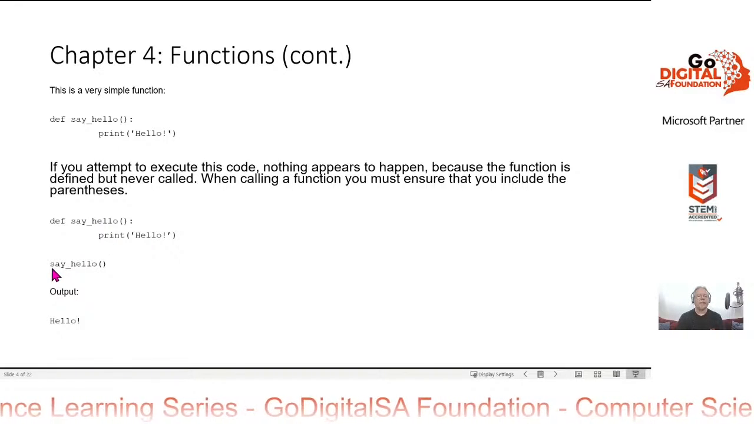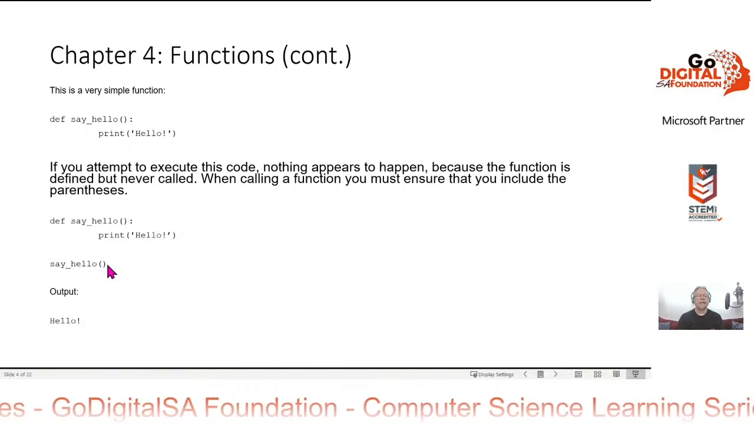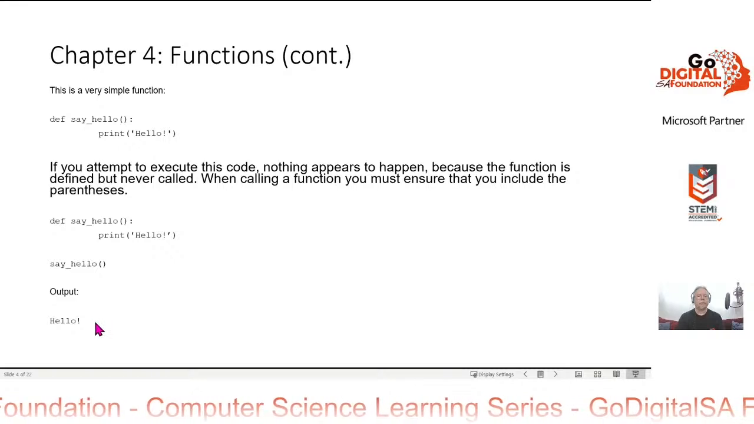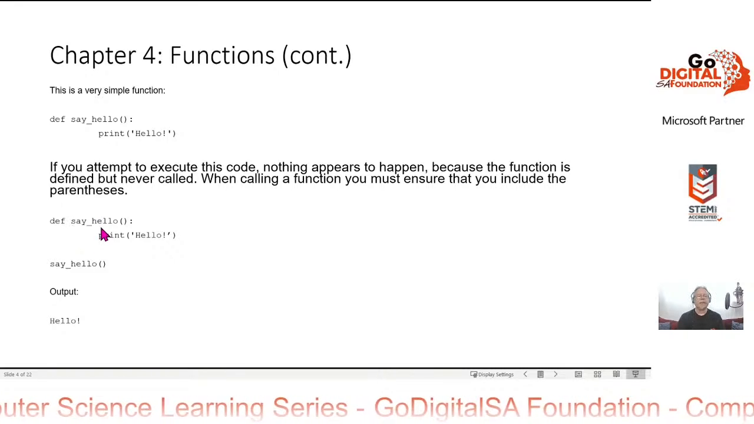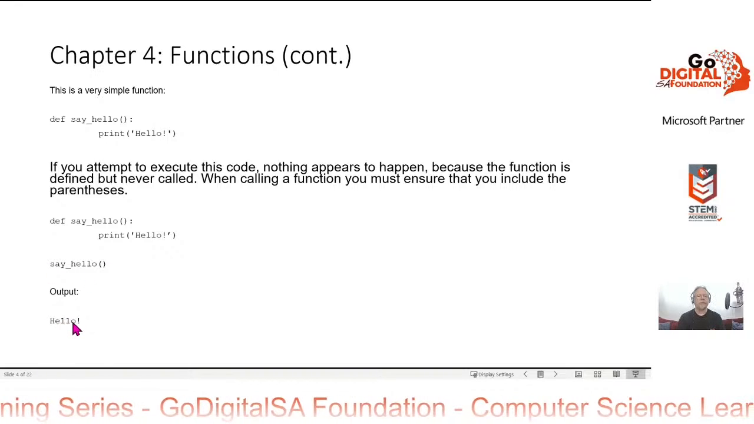We have to call it by specifying the name of the function with parentheses afterwards, and it will then output hello. So all this function does, the say_hello function, will print hello. Whenever you call it, it will output hello.